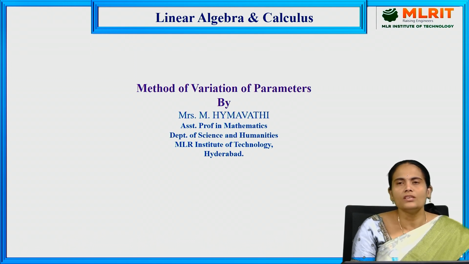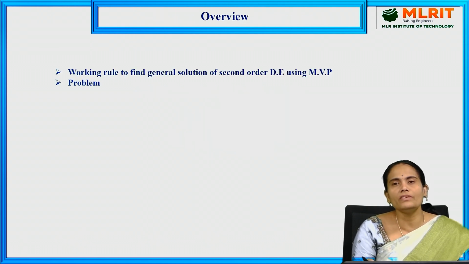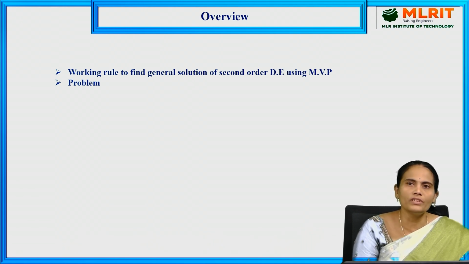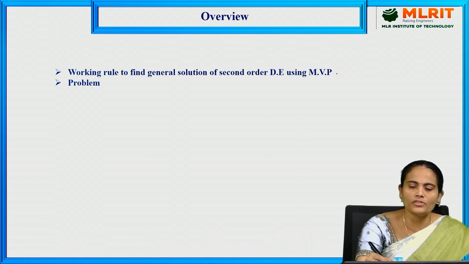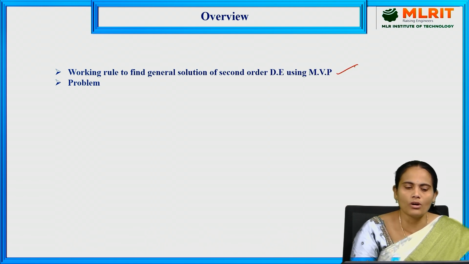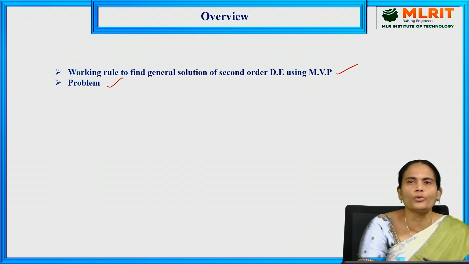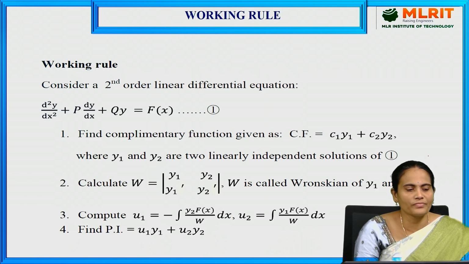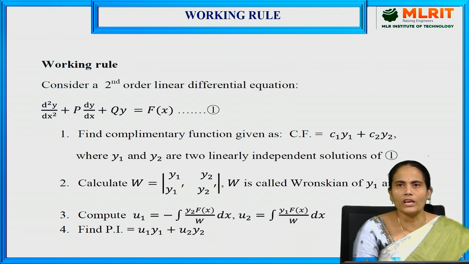Technology. So today in this session, we will discuss the method of variation of parameters. What is the method of variation of parameters? For what type of differential equations are we going to use it, and we'll see problems on this. First we will see the working rule on the method of variation of parameters, and then we will see the problem on it. So now we will see the working rule.